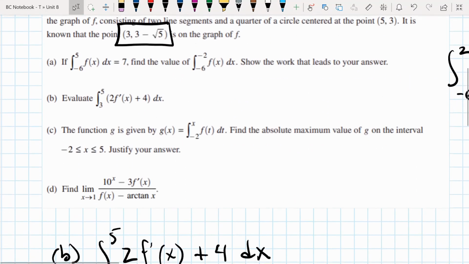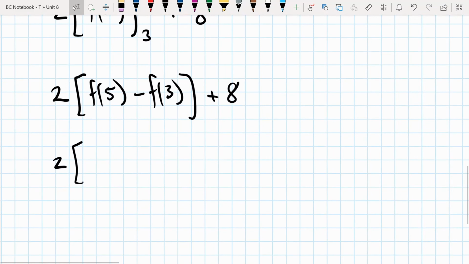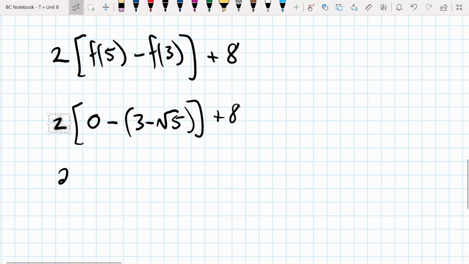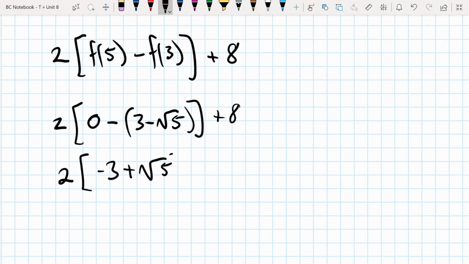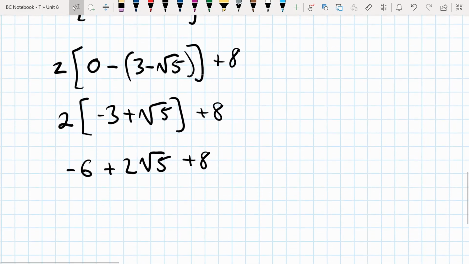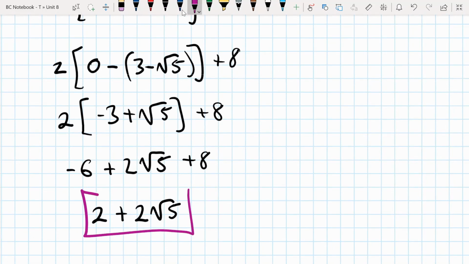So let's plug those values in. This is 0 minus (3 minus square root of 5) plus 8. So it becomes 2 times (minus 3 plus root 5) plus 8. So we get minus 6 plus 2 root 5 plus 8. And then the negative 6 and 8 can combine together. So we get 2 plus 2 square root of 5. And that's the answer for letter B.